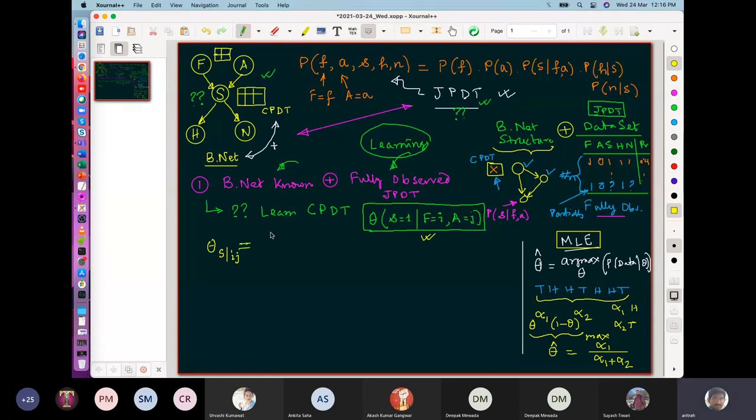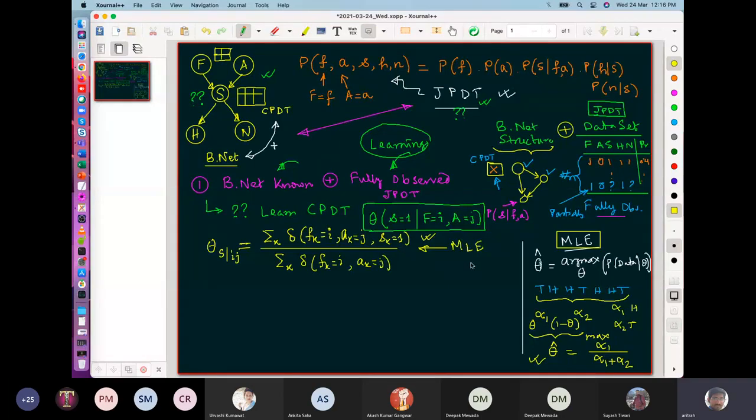You can see easily, suppose I have k number of examples. For each example, which of the examples satisfies that the kth F value is i, the kth A value is j, and the kth S value is 1, divided by, look at this formula, I'm just applying it, the kth F value is i and the kth A value is j. That's directly from the maximum likelihood estimation.